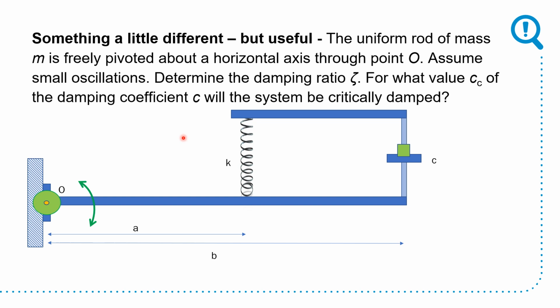Now, the last problem is difficult on its own, but only because it looks difficult. I have here a system which consists of a rod, a spring over here and a damper. The horizontal rod, or the uniform rod of mass m, is freely pivoted about the horizontal axis through point O. Assume small oscillations, so very little. You have a distance A here, you have a distance B here. Determine the damping ratio zeta. What is the value of Cc, the damping coefficient C, this thing right here, so the system will be critically damped.